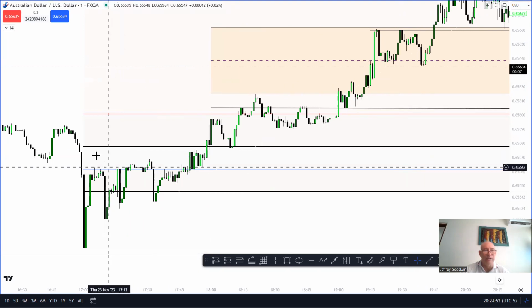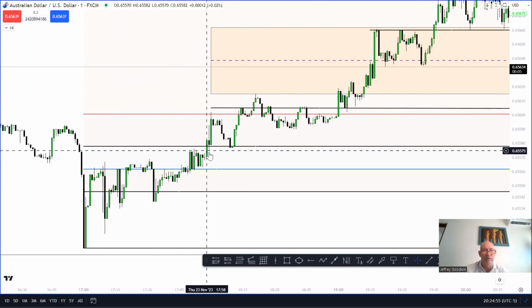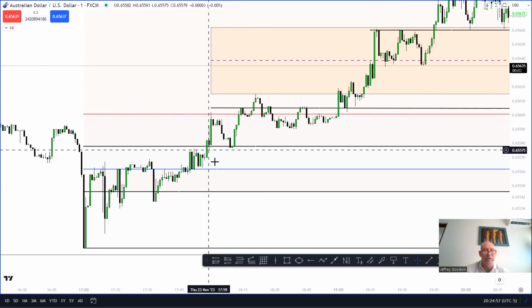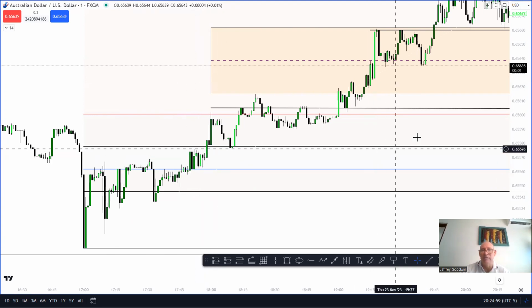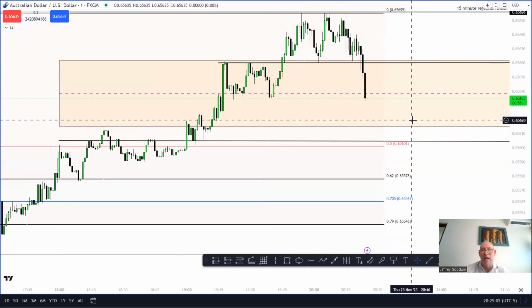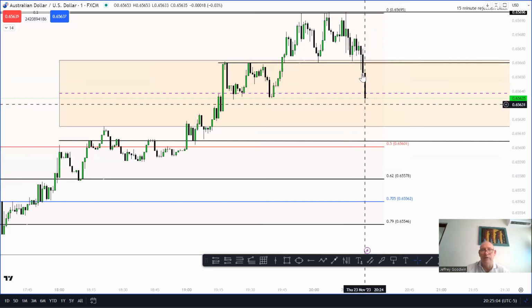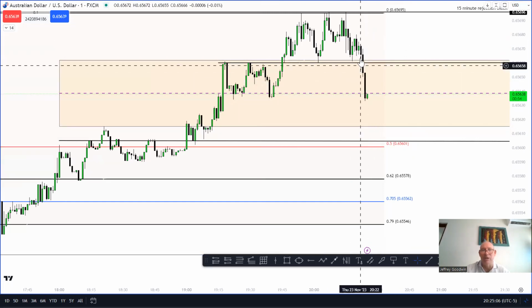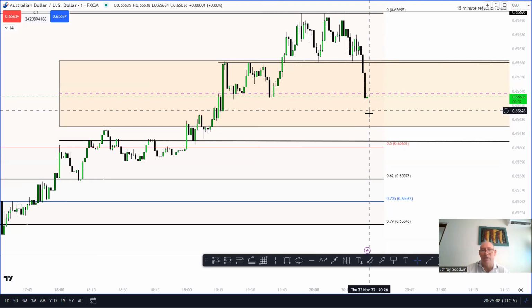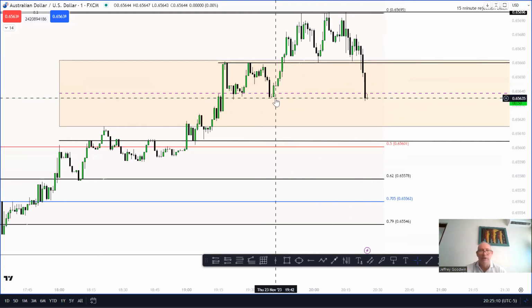So again, we're in here. There's a little fair value gap right in there, ladies and gentlemen, again with these orders right there. This is what I was looking for. Big, strong displacement, super engulfing candles. This is exactly what I'm looking for.